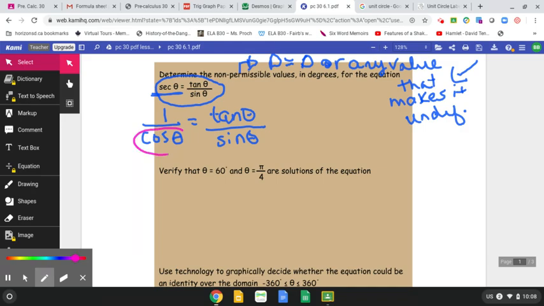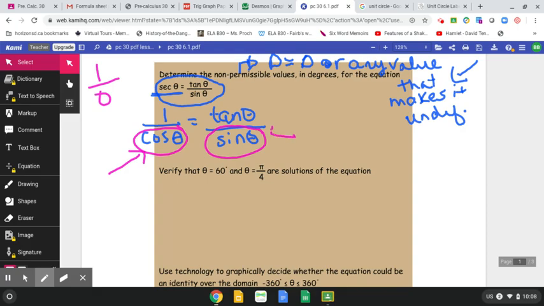I have cos and I have sine, right? So I need to find what values of cos are 0, because 1 divided by 0 is undefined. And same thing there, tan divided by 0 would be undefined too. So I need to find values of cos and sine that are equal to 0.